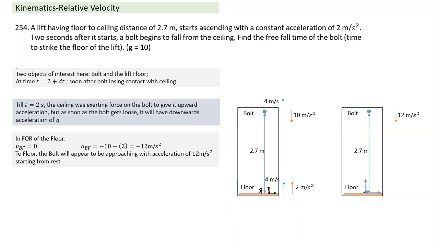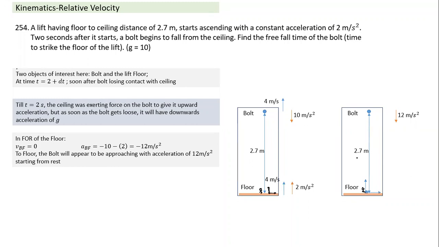So in this frame of reference, if you are the observer here, a tiny little ant sitting here, and you observe from this frame of reference, the bolt will appear to be accelerating towards you with this acceleration of 12 meters per second square starting from rest. Initially, the velocity is 0. If this is the acceleration, it's pretty simple to solve.